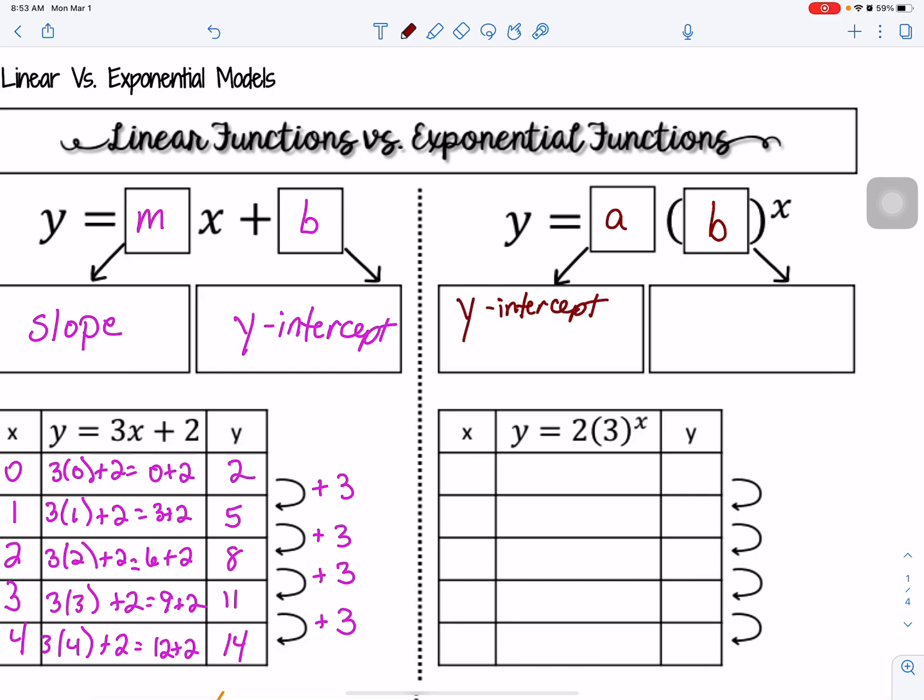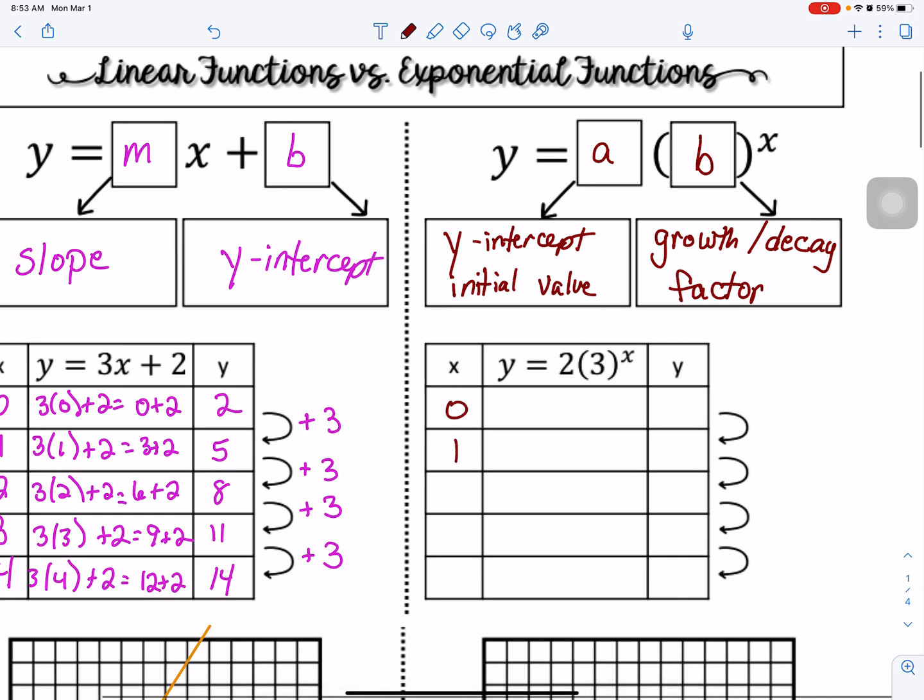I don't get to choose the letters, or I wouldn't make it confusing to have a b in here and a b in the other equation. A is the initial value, and b is our growth or decay factor. So depending on if we're getting bigger or smaller, it's not a slope. Slope definitely always is referring to a linear line, and that's not what we have here.